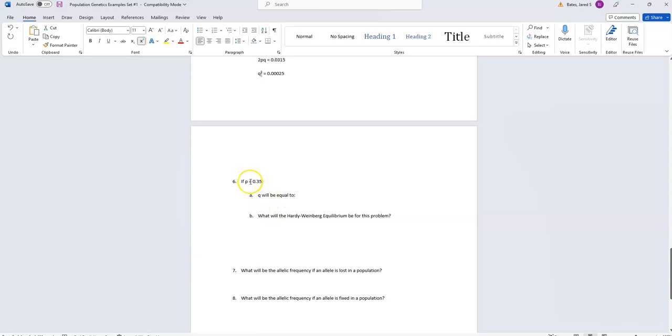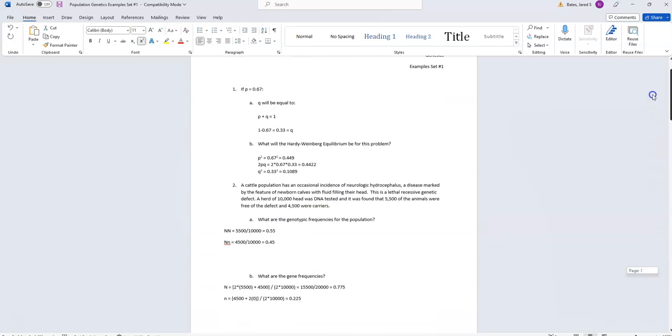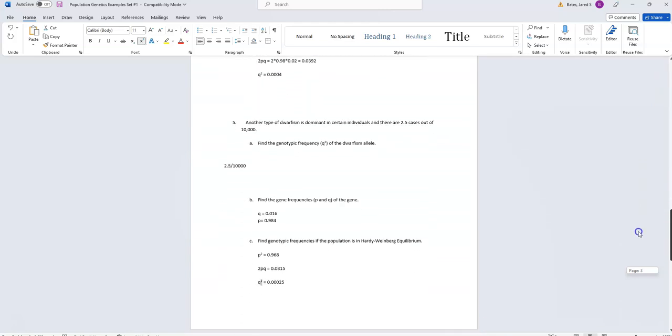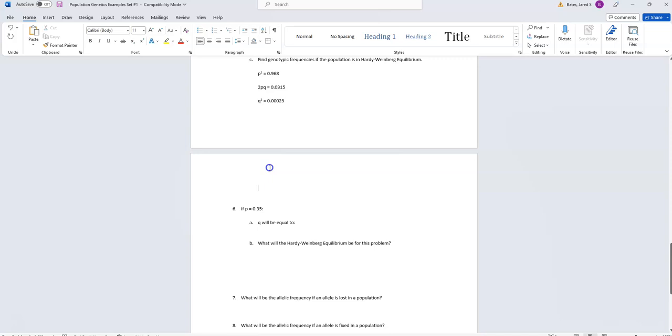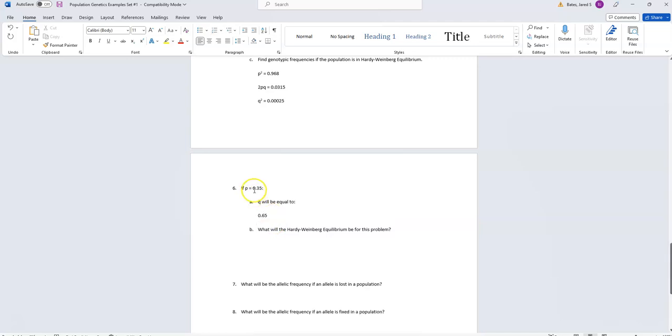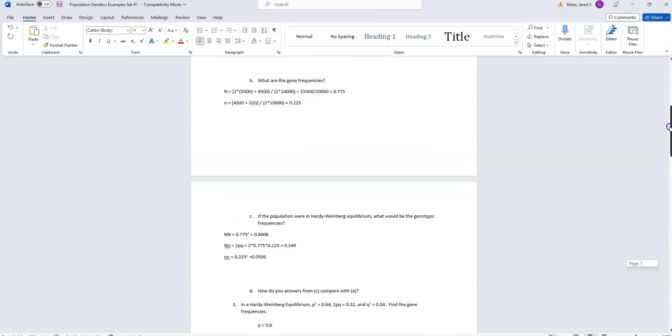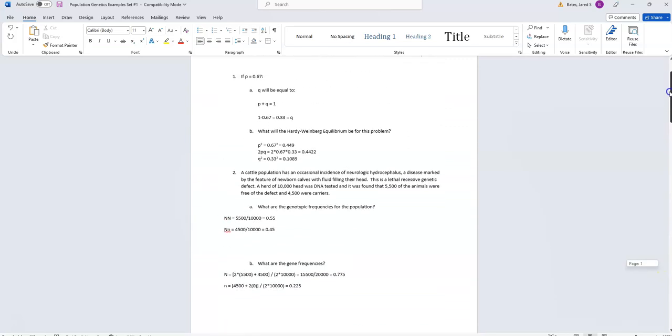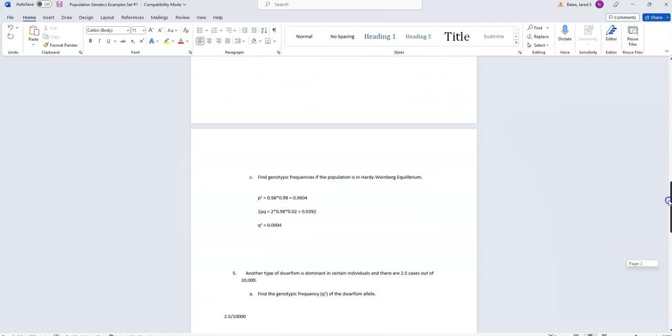Number 6. This is basically the same as problem number 1, just with a little bit different numbers. So if p equals 0.35, q is going to be equal to 0.65, because 1 minus 0.35 is 0.65. My p squared will be 0.1225, 2pq is 0.455, and q squared is 0.4225. So basically look at problem number 1, how we did it there, and you're going to do the same thing on problem number 6.